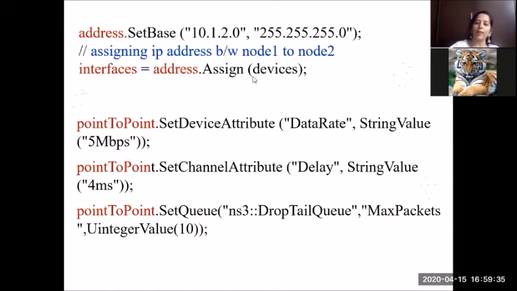So 10.1.2.1 and 10.1.2.2 will be assigned to the second point-to-point link. So these things are optional. You need not repeat it. If you want to change any of the parameters like data rate, delay, or the queue size between the second point-to-point link, you need to repeat these instructions.